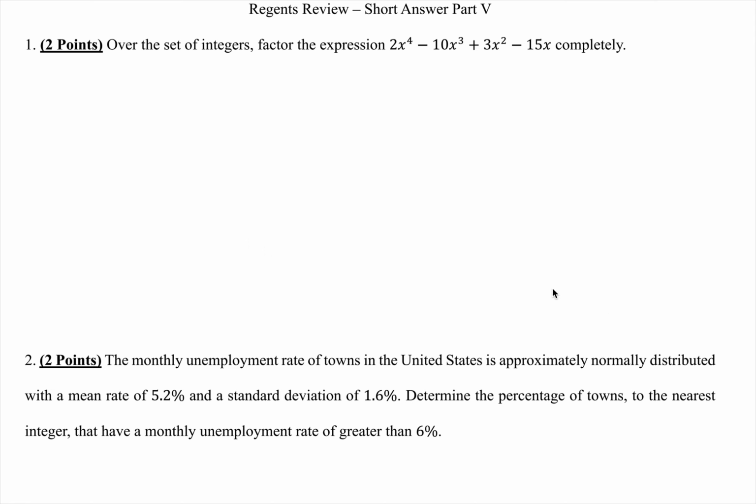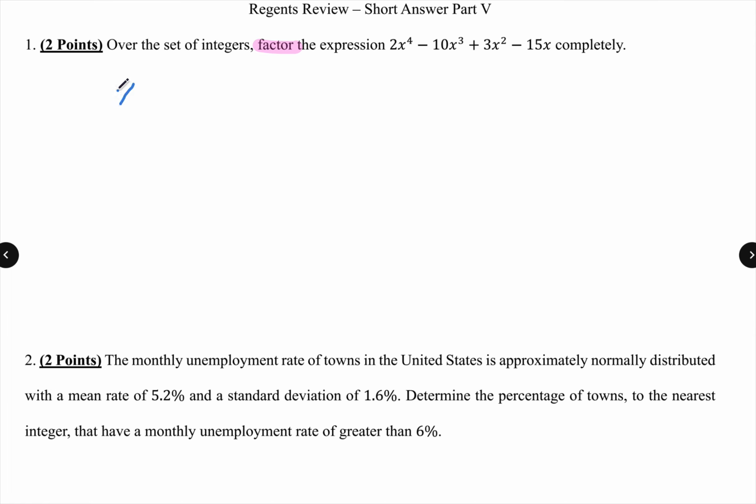First one's a 2-pointer. Over the set of integers, factor the expression completely. Right off the bat, I see that it's factoring, which means I'm not setting it equal to 0. I'm not trying to get answers. I just want to factor. I always said in class, I'm looking for the GCF first. So right off the bat, I see there's a GCF.